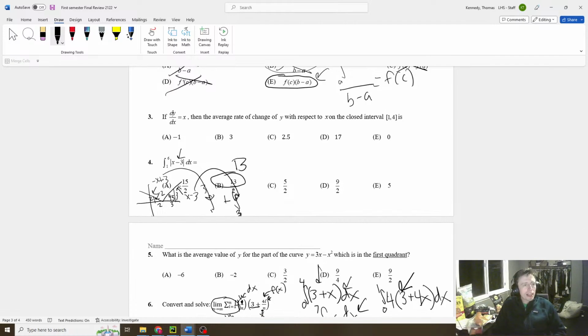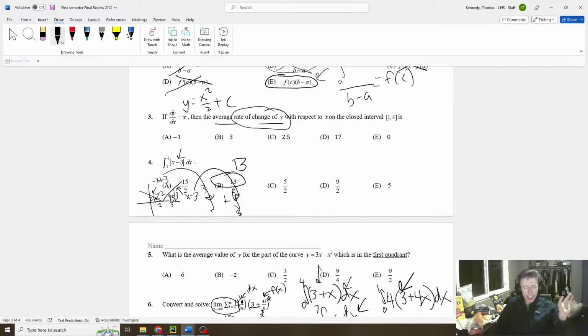All right, if dy/dx equals x, the average rate of change of y with respect to x on the closed interval 1 to 4 is. All right, so clearly we want to find y, because we need to find its average rate of change. So I integrate this thing, and I get y equals x squared over 2 plus c.